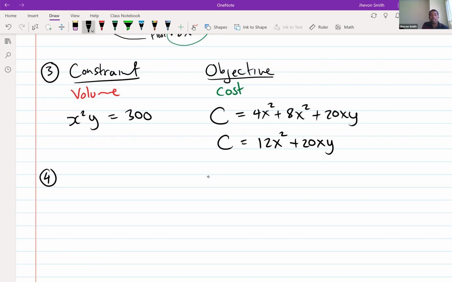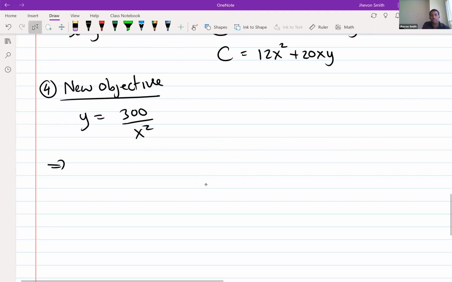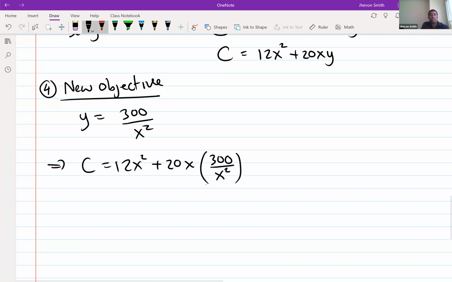Now, the fourth step is to solve for one variable in the constraint and plug it into the objective. You want to get the new objective. Your objective being in two variables is an issue in Calc 1, so we need to get it in one variable. So you're going to solve for one variable here. Now, in general, the variable that you solve for here does not matter. Solve for the easiest one. If I were to solve for the x, I'm going to get a radical, so instead I'm going to solve for the y. So I can avoid the radical. And then I plug that into my objective. I can simplify that a little bit. The x's cancel. And so my new objective here is 12x squared plus 20 times 300 x to the minus 1. So that's the new objective.